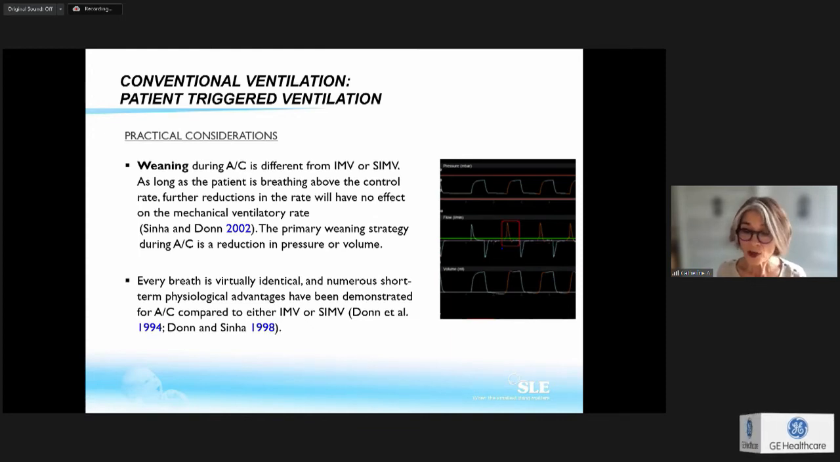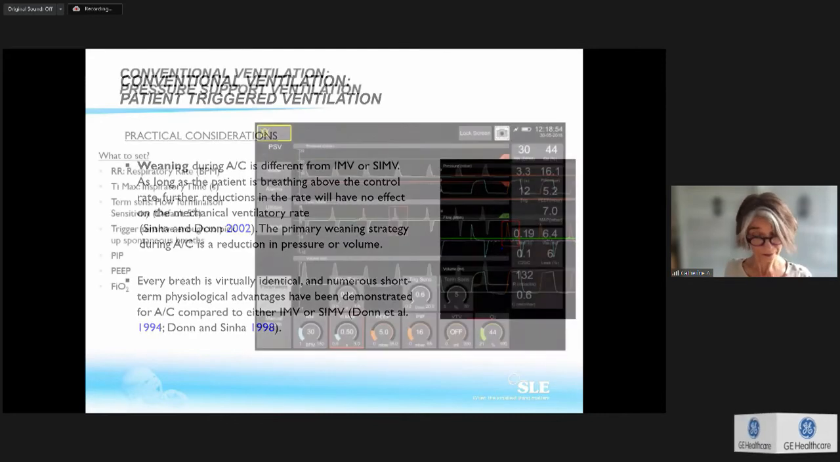So when you wean the patients, if your patient is doing mostly spontaneous breaths, there's no need to decrease your frequency, because all your breaths are triggered by the patient. If you want to wean your patient, just decrease the PIP. Then if you want your patient to take over, he has to do more work of breathing. How will he do more work of breathing? That is how we do it.